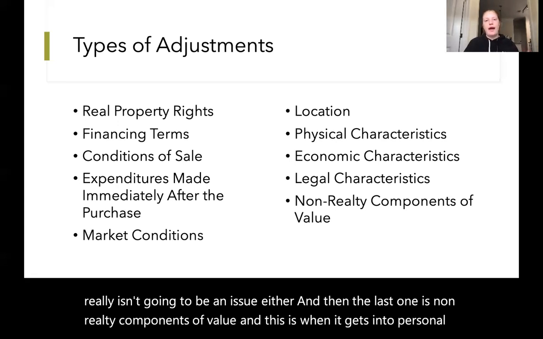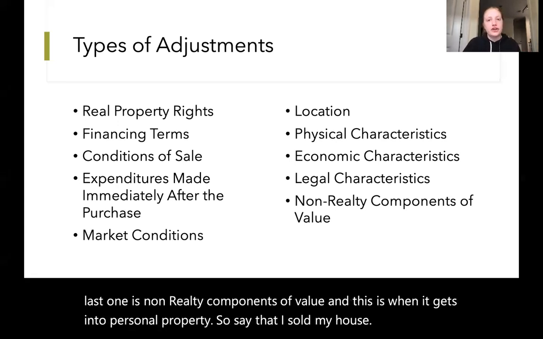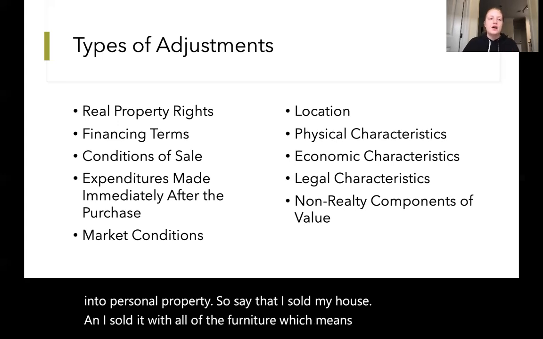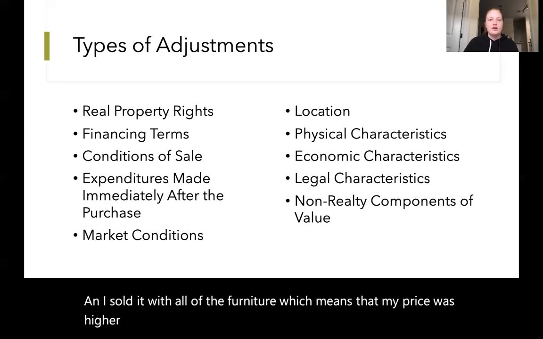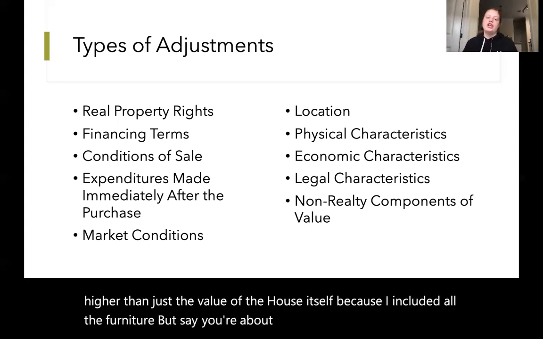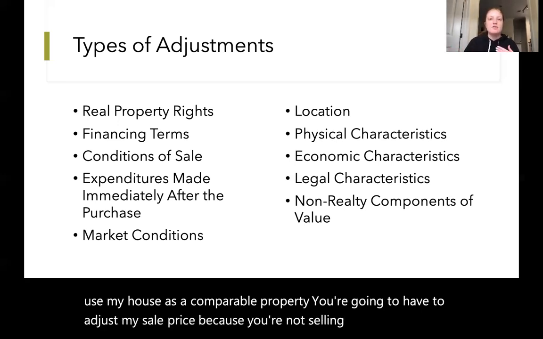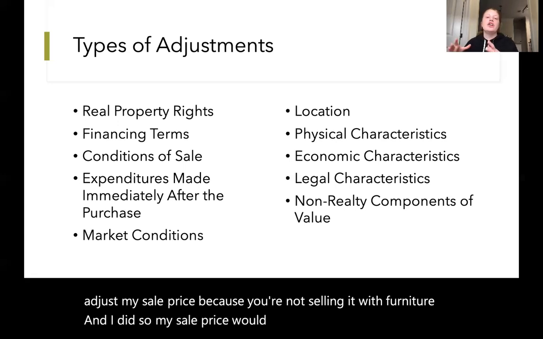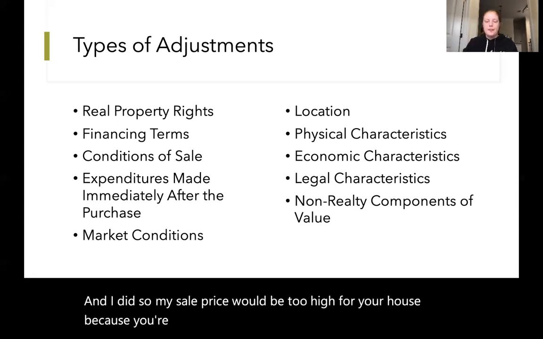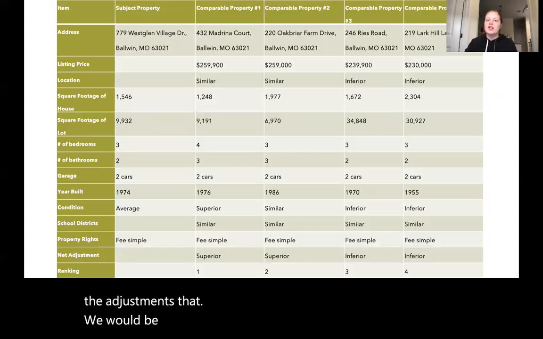So say that I sold my house and I sold it with all of the furniture, which means that my price was higher than just the value of the house itself because I included all of the furniture. But say you're about to sell your house, you want to use my house as a comparable property, you're going to have to adjust my sale price because you're not selling yours with furniture and I did. So my sale price would be too high for your house because you're not having furniture in it. So those are the adjustments that we would be making. They're not too difficult. So now we're going to get into my example.